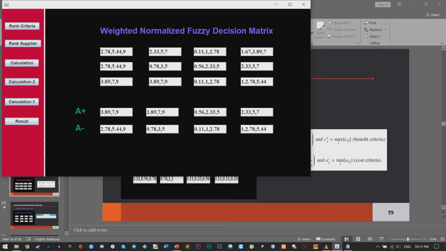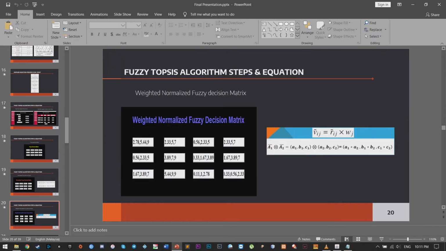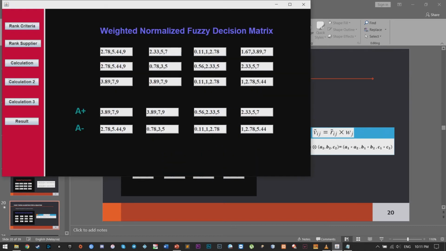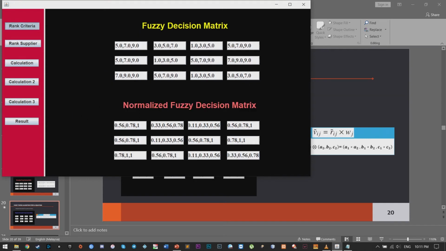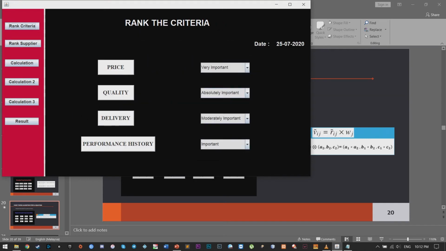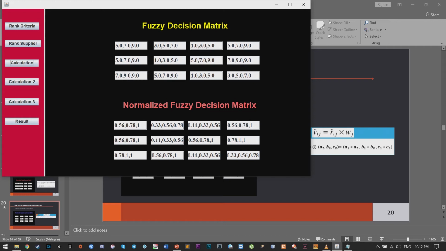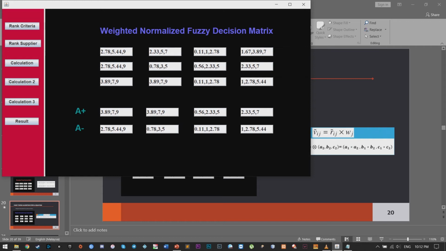Next is the weighted normalized fuzzy decision matrix. To get this value, we multiply the weight of the criteria and the value of the fuzzy decision matrix. So the weight of the criteria, like here, is very important, which is 5, 7, 9. So it will multiply with this value. So it will get 2.78, 5.44, and 9. And the rest is pretty similar.